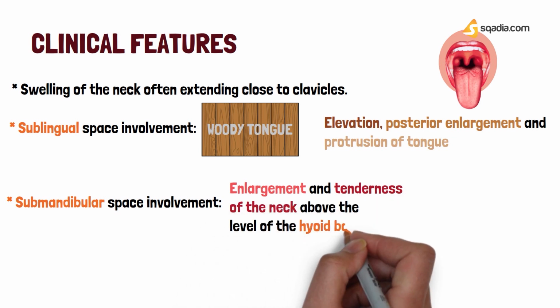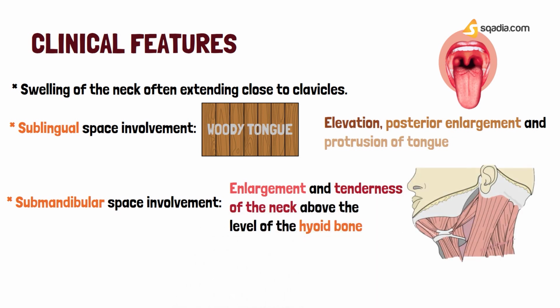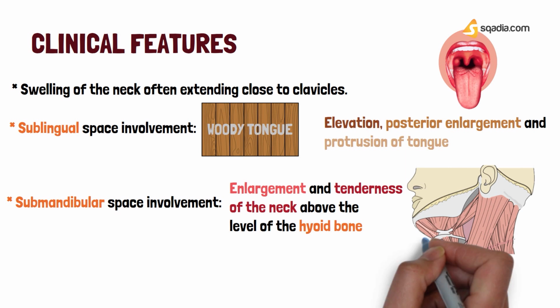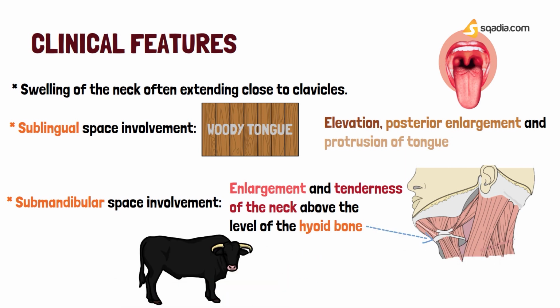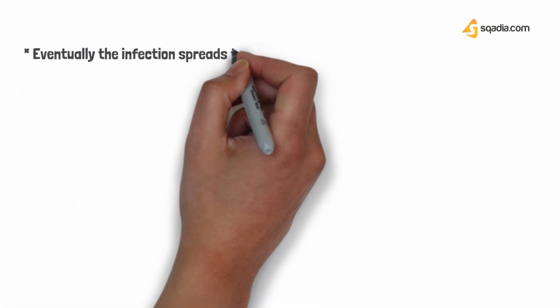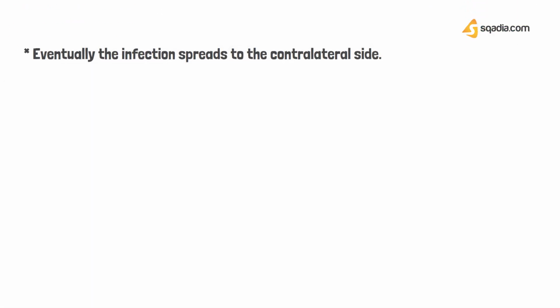Over here in this picture, we can see that this is the hyoid bone, so there is going to be enlargement, swelling, and tenderness above this area. Now, this is known as bull's neck. I've added some pictures for us to remember all of these names. Eventually, this infection is going to spread to the other side as well, involving the whole of the neck.